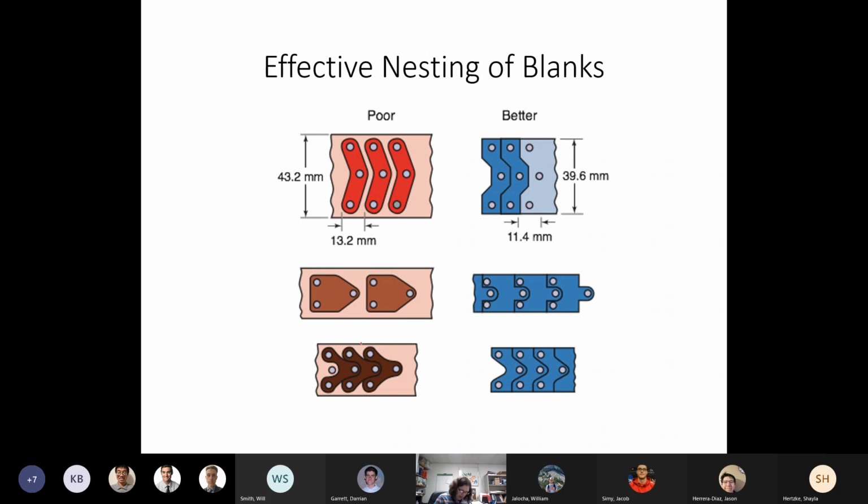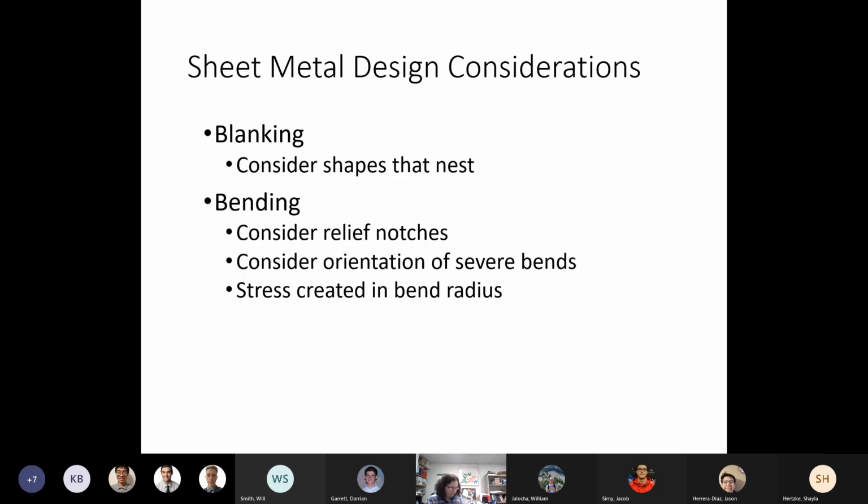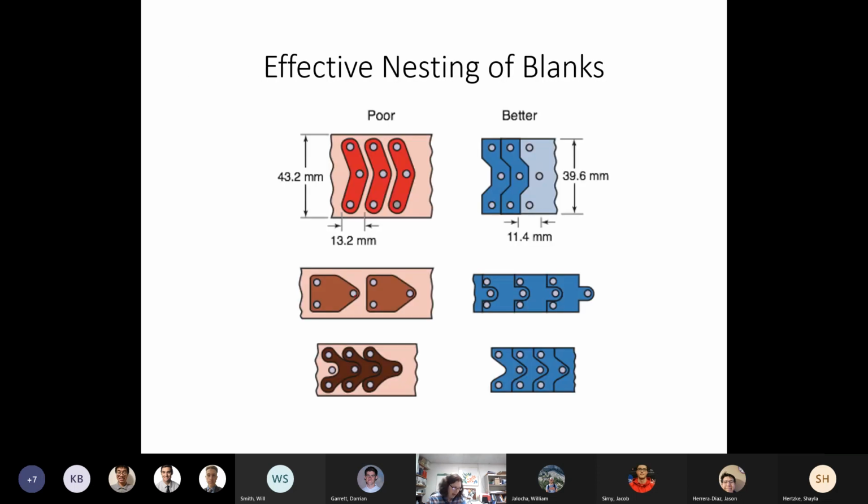Same with these two. If what's important is the relative location of the holes, the ones over here on the right under the better, we have far less waste, and it's just a more efficient process. We can't always do this, but if we can, it's helpful. So when we think about what the function of the part is, if you can achieve that same function and have the parts be able to nest, it's just nicer.